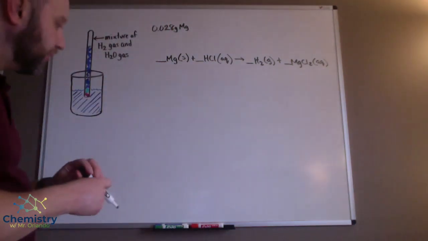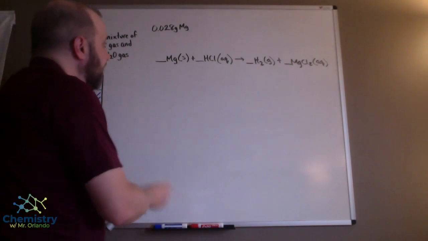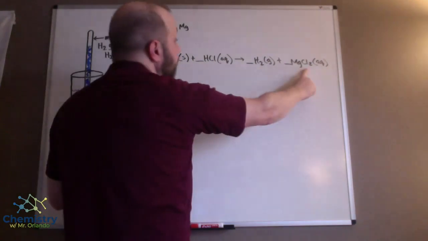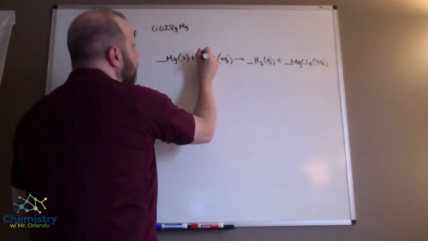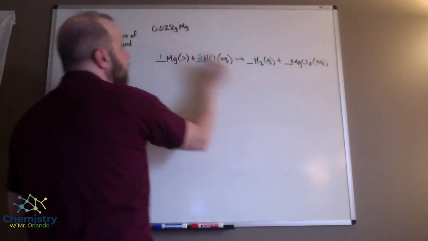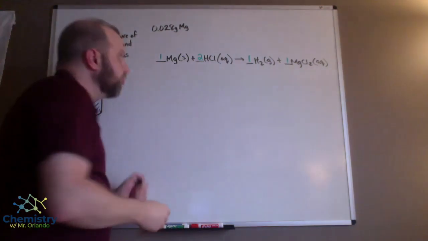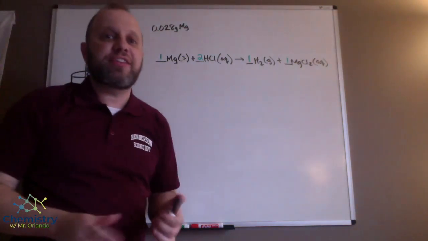So the first thing I would like to do is to balance this equation. If you notice, I have 1 magnesium here, 1 here, 2 chlorines. So I'm going to put a 2 here and 2 hydrogens, and now I have 2 hydrogens here. So these are all 1s. The second thing that I want to talk just briefly about are the states of matter.